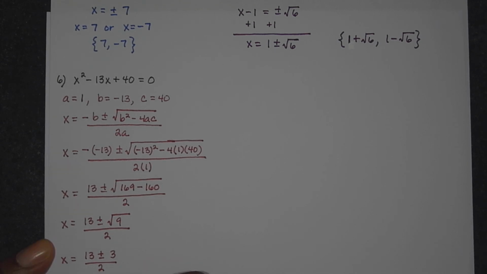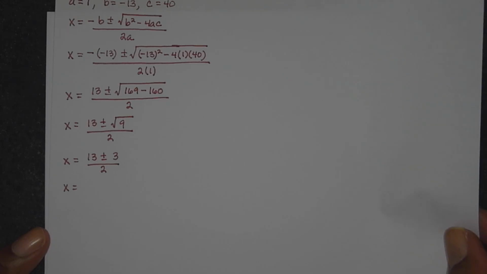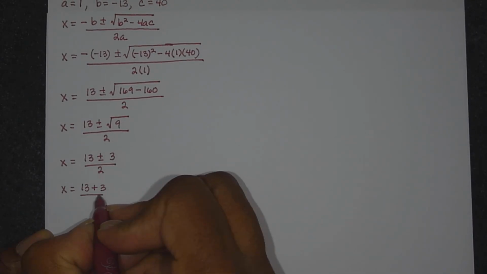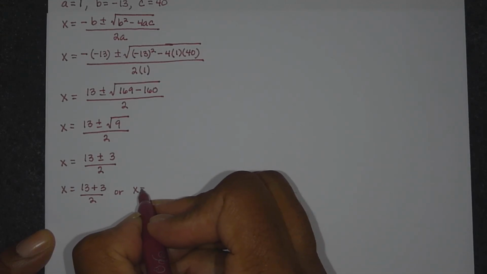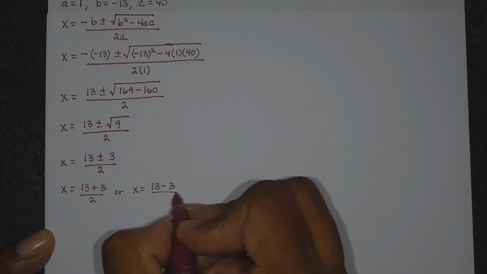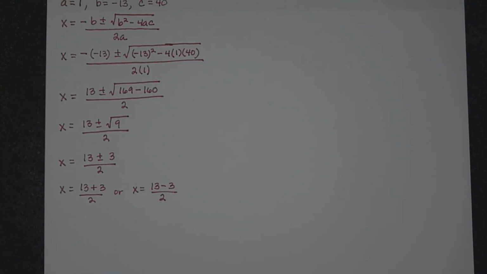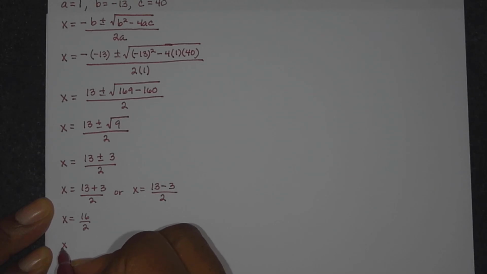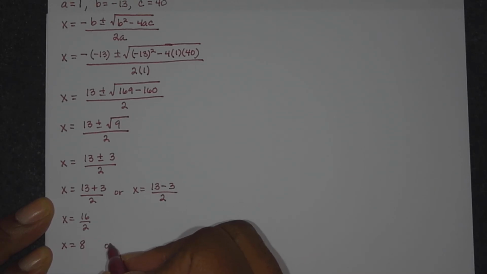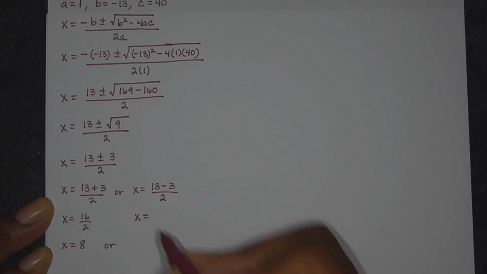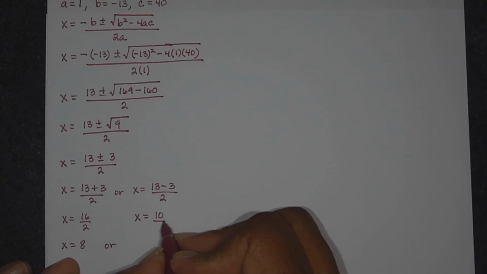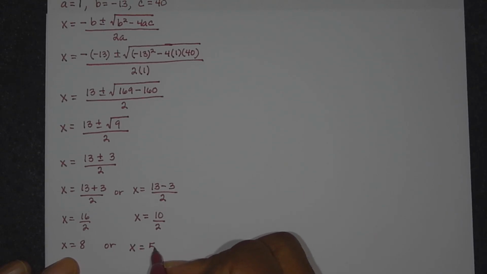So this means that x is equal to 13 plus 3 divided by 2, or x is equal to 13 minus 3 divided by 2. Okay, now let's simplify this. 13 plus 3 would be what? 16. 16 divided by 2 is 8. Then for x equal 13 minus 3 divided by 2, 13 minus 3 is 10. 10 divided by 2 is 5.